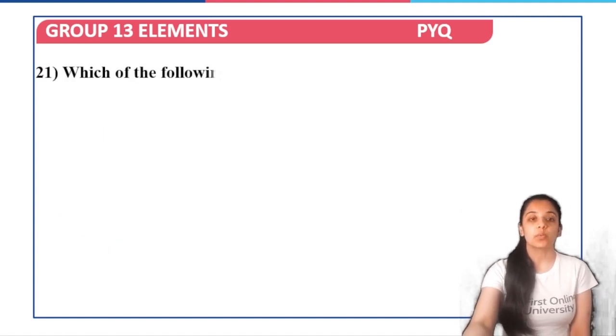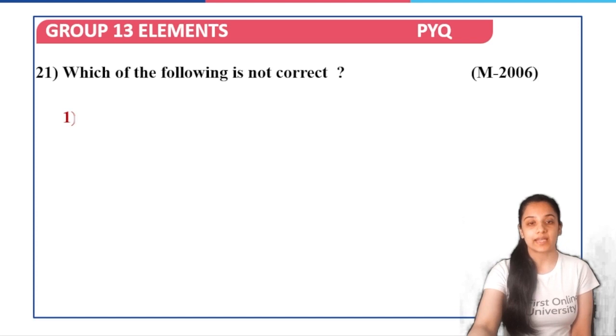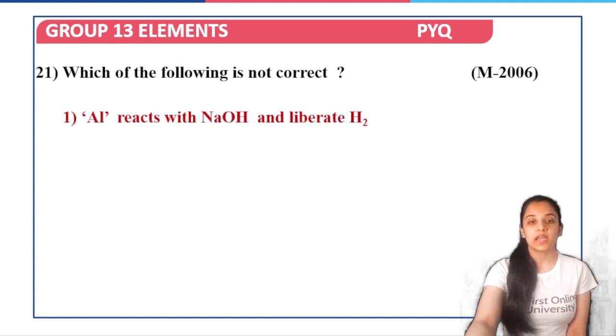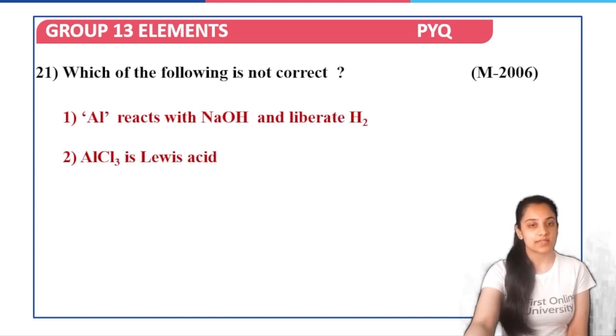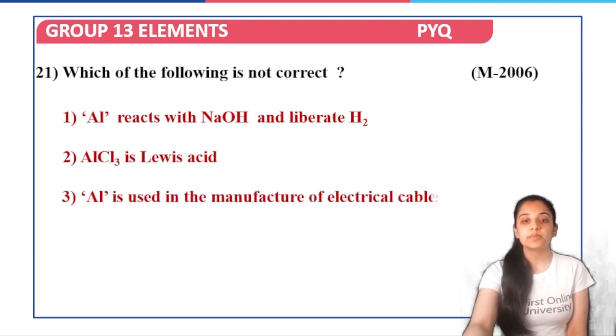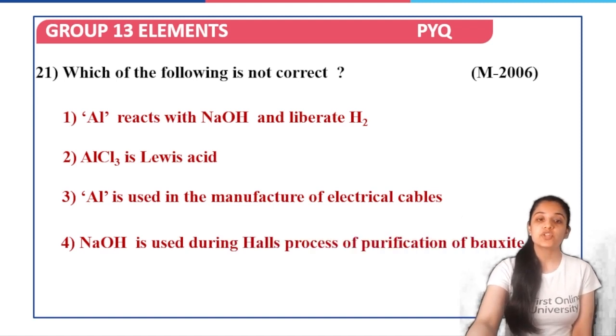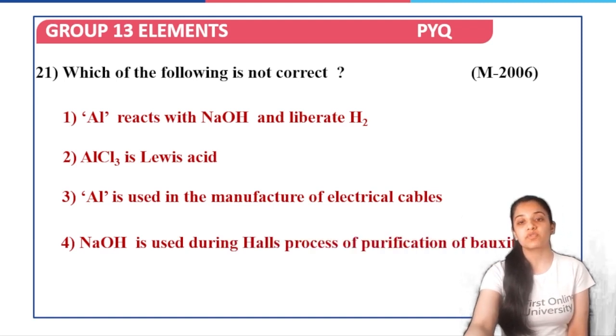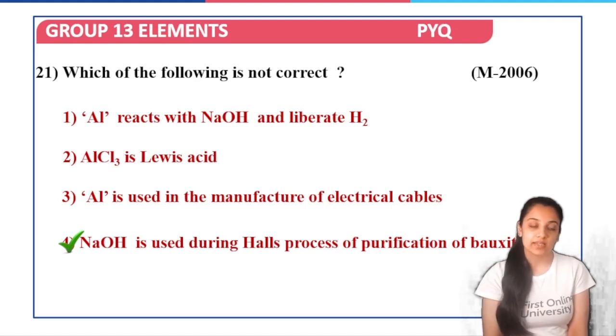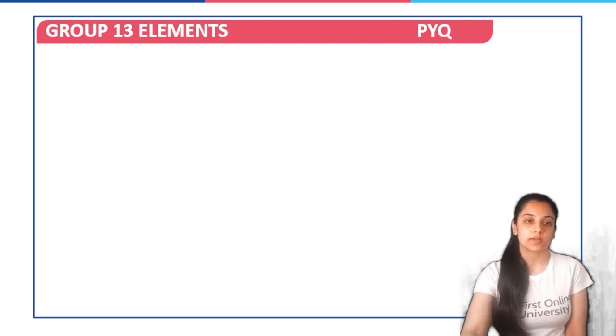Next question is, which of the following is not correct? Aluminium reacts with NaOH to liberate H2. That's correct. AlCl3 is a Lewis acid. That's also correct. Aluminium is used in the manufacture of electrical cables. That is also correct. NaOH is used during Hall's process for the purification of bauxite. That is incorrect. So option 4 is the correct answer.